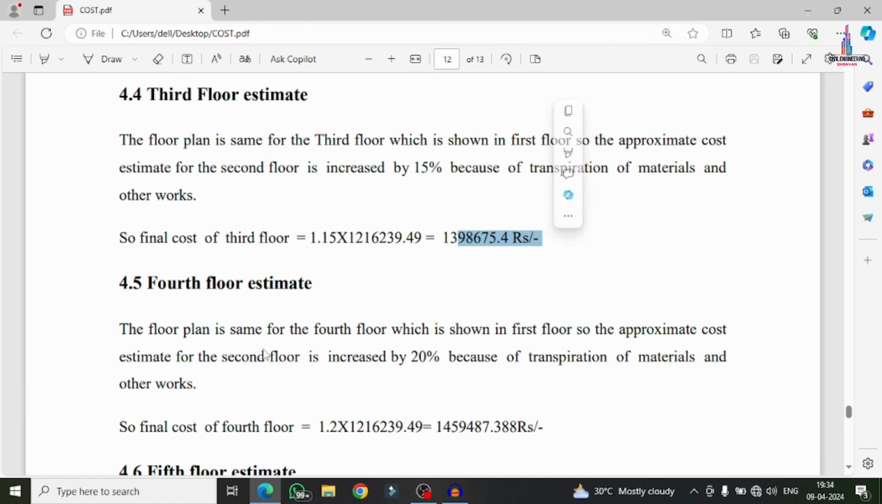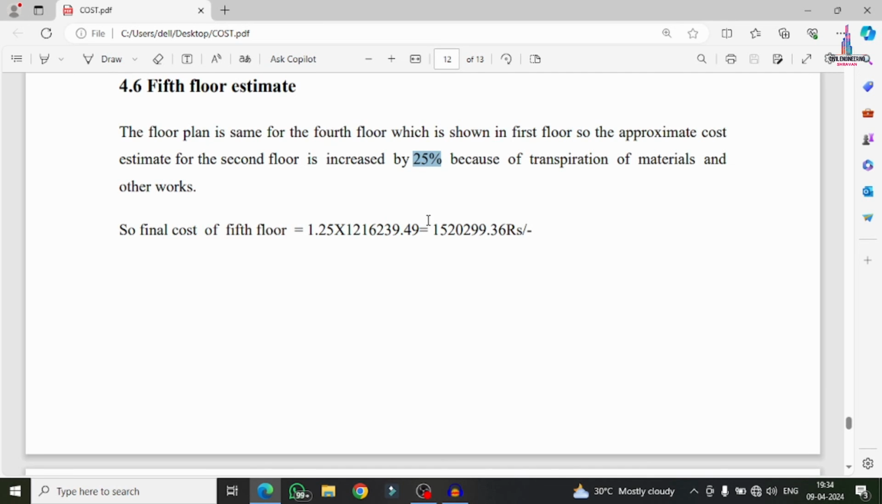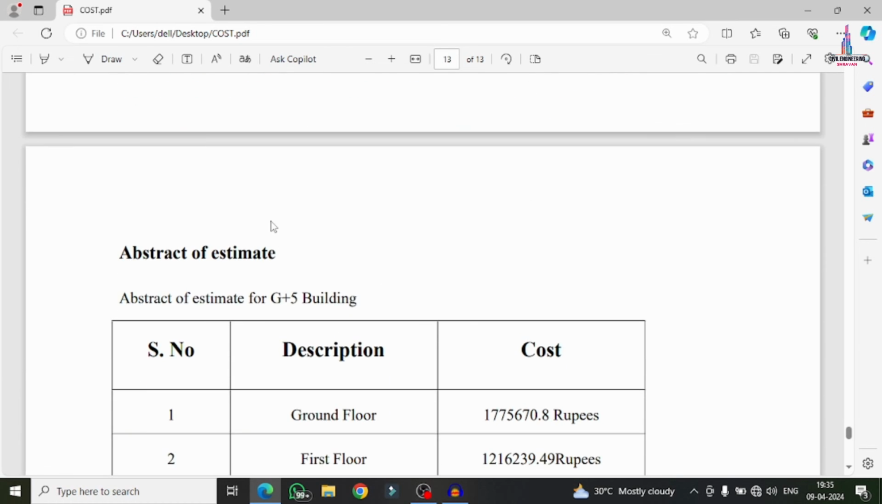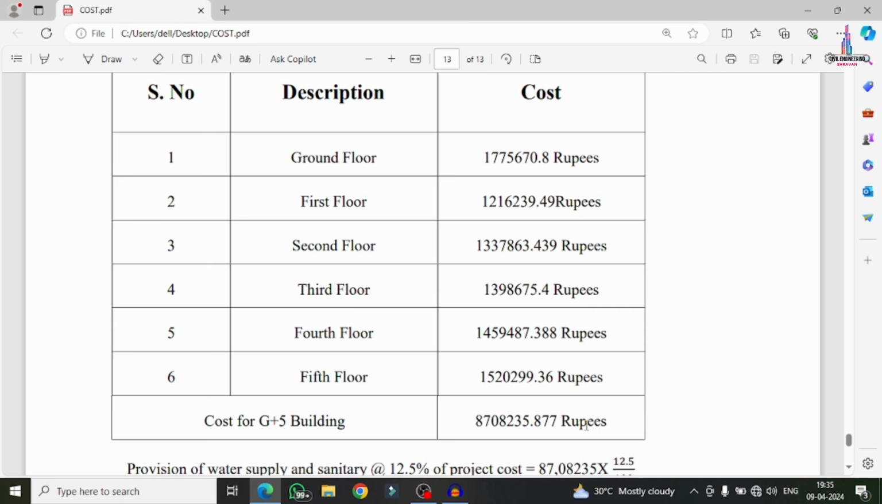This is the total cost. For the fourth floor, 20% extra. This is the total cost. For the fifth floor, we have to consider 25% extra. So from the second floor itself, we have to increase by 5% extra amount here. Okay, so this is the fifth floor work here. So this is the abstract of the estimate, which is related to the ground floor section 17 lakhs, first floor 12 lakhs, second 13 lakhs, third floor approximately 14.5, 15.2. So the total cost is approximately 87 lakhs considered here.